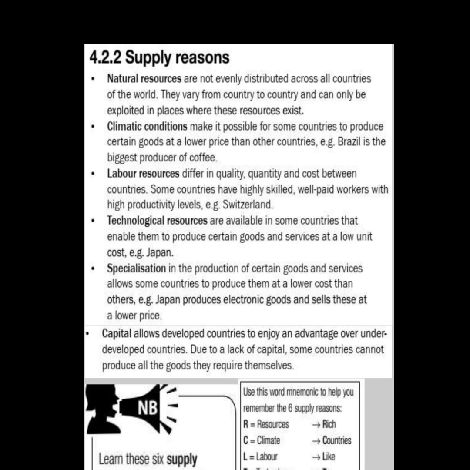And then we have capital. Capital allows developed countries to enjoy an advantage over underdeveloped countries. Due to lack of capital, some countries cannot produce all the goods they require. Because of capital, as they said before, developed countries, your Europe, your America, your Asian countries, are high in production, they produce more, and then the underdeveloped countries are South Africa, Zimbabwe, Namibia, Mozambique. Most of these African countries don't have capital. So who's at an advantage when we don't have capital? It's the developed countries that can take advantage of us because we don't have capital.